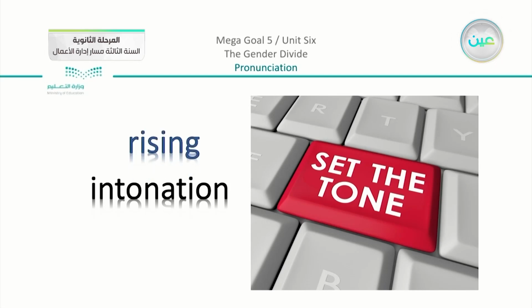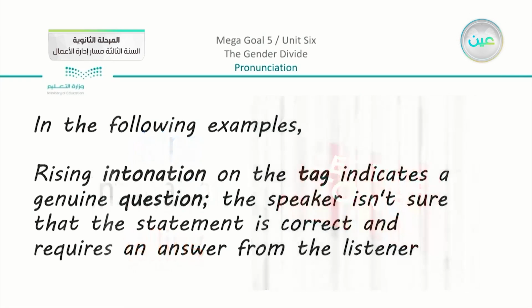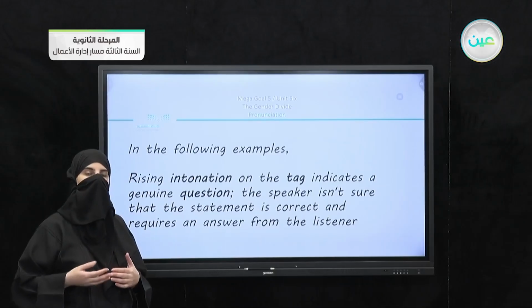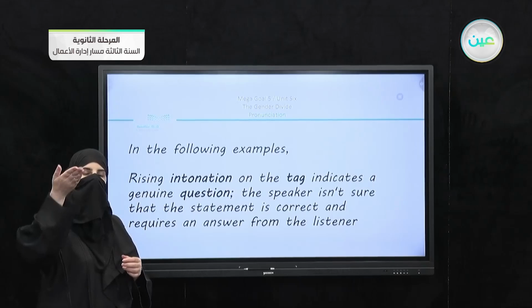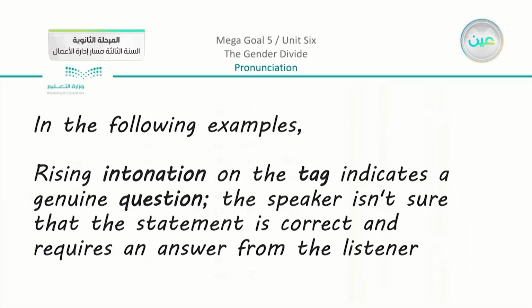Now we have two types, as we mentioned. We have rising, and also we have falling or lowering. Now let's see. In the following examples, rising intonation on the tag indicates a genuine question. The speaker isn't sure that the statement is correct and requires an answer from the listener. So if I am not sure of my answer, if I am not sure of the information, I have to make the tone higher or rising. So let's see the examples here.